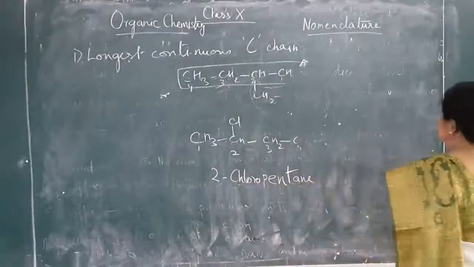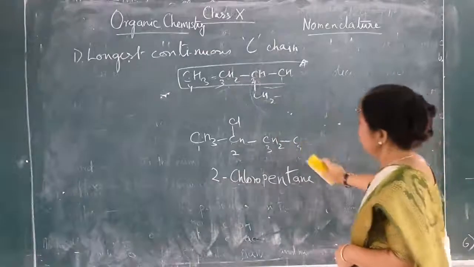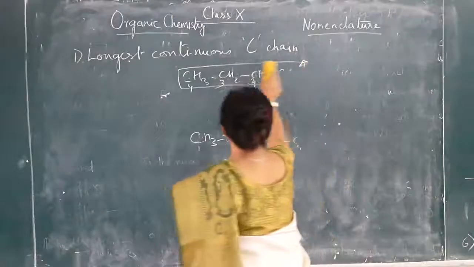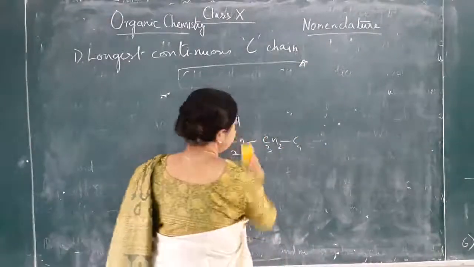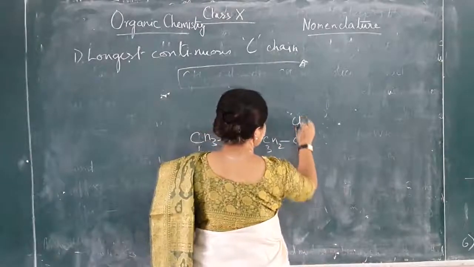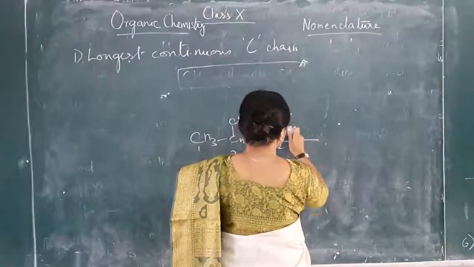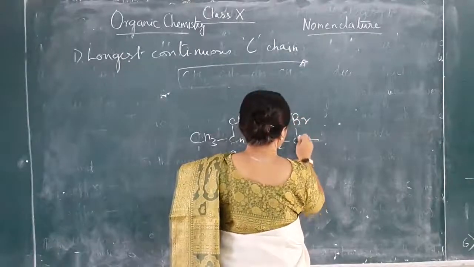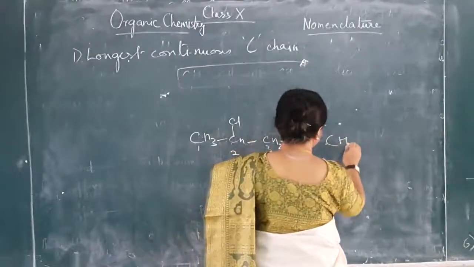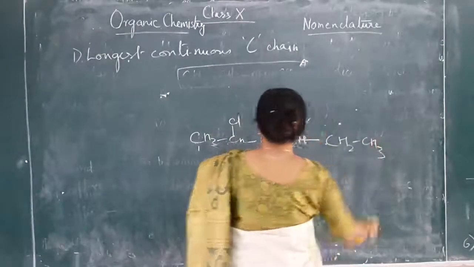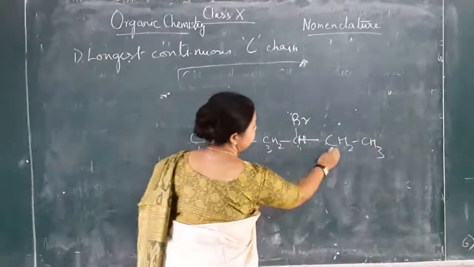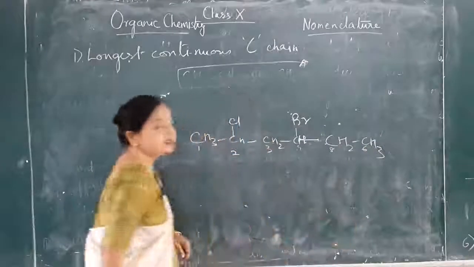Now the next rule says what happens if the same substitution is taking place at 2 or 3 different positions. Suppose there is a chloro over here. 1, 2, 3. Now how many carbons are there in this? 1, 2, 3, 4, 5, 6. There are 6 carbon atoms.